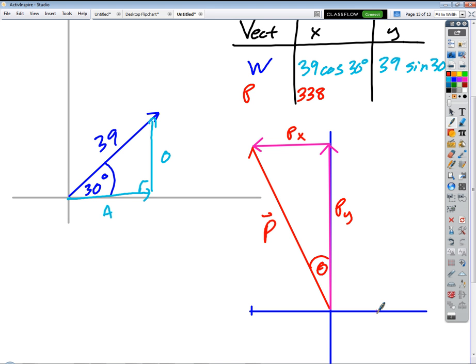Why is the x the same as the other x? Well, it's going to be, right? Now this is gonna be a sine relationship, right? Because if this is angle theta, that's opposite and that's adjacent. So isn't it gonna be 338 times the sine of theta, whatever that might be, right?